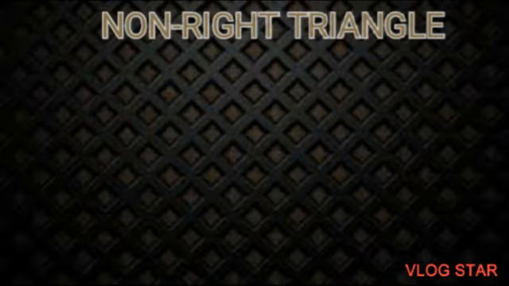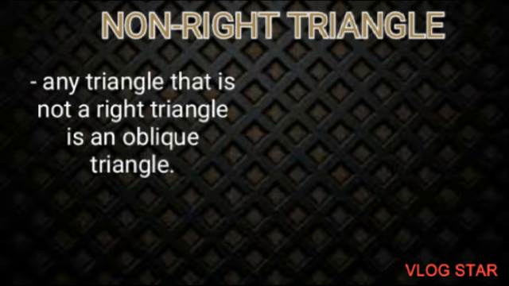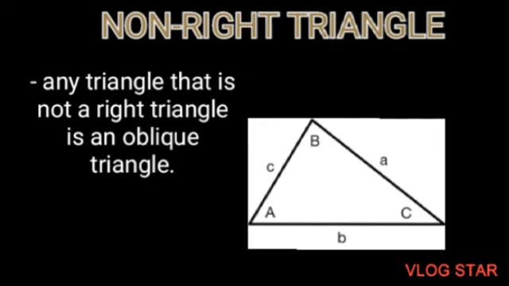Second is non-right triangle. It means any triangle that is not a right triangle, it is called an oblique triangle. This illustration is an example of a non-right triangle, whereas in this case, we will find the measurement of the three angles and sides.